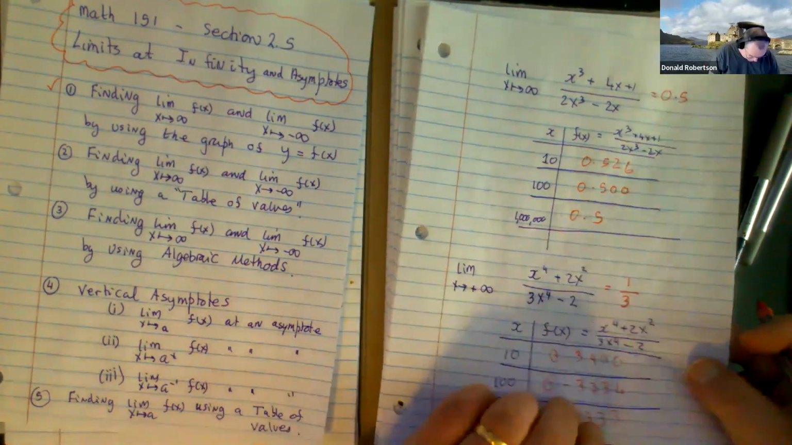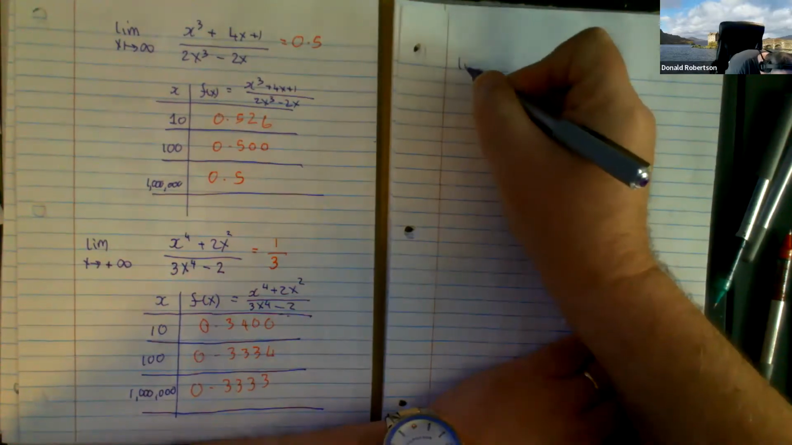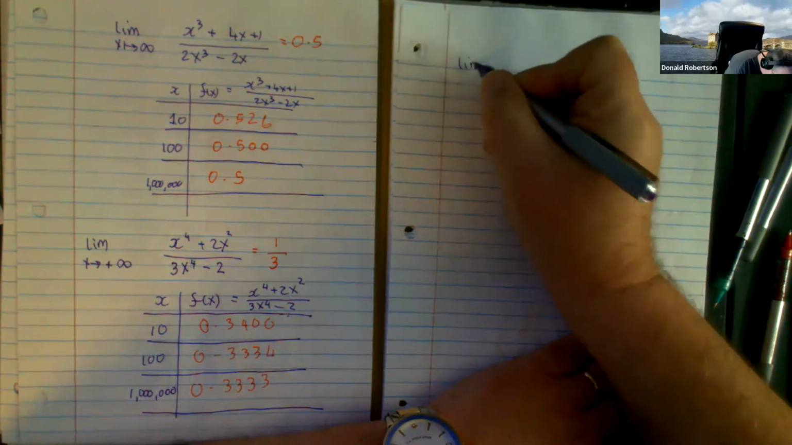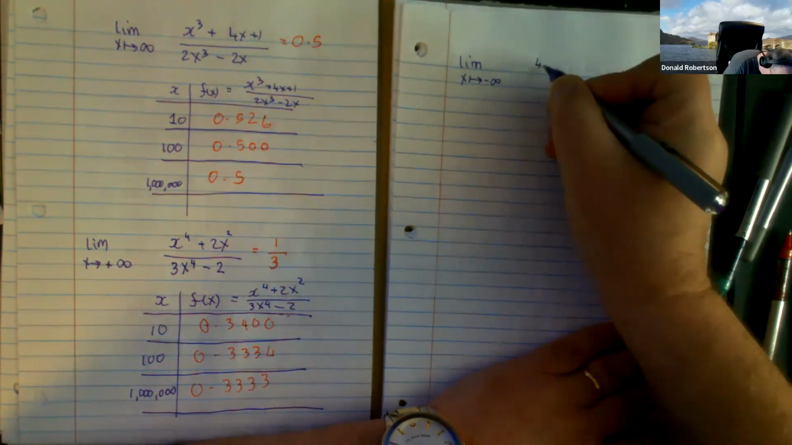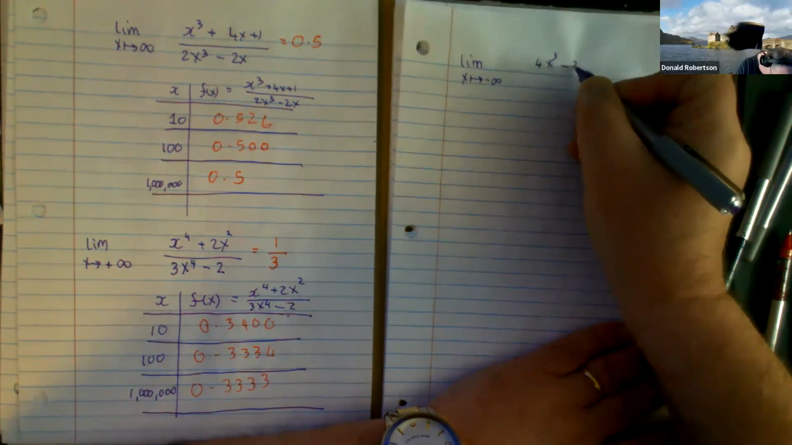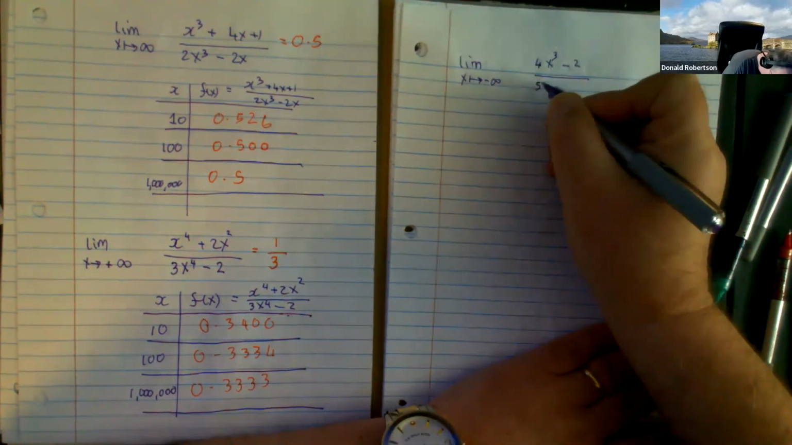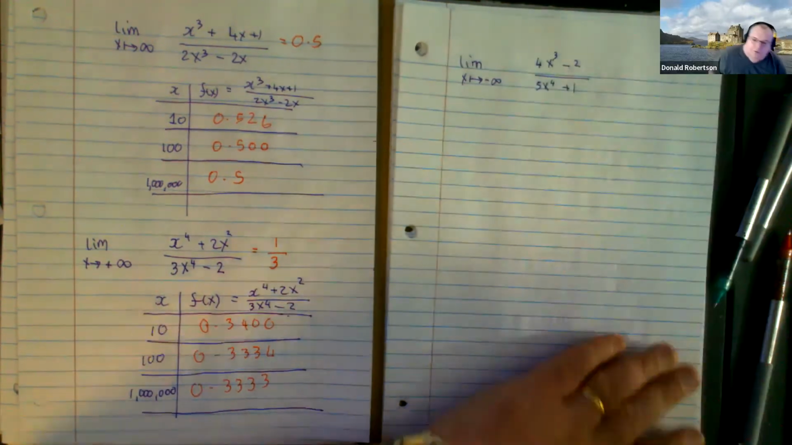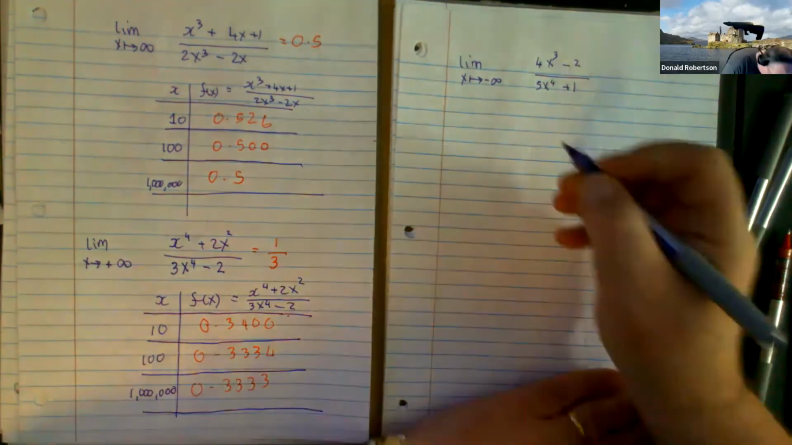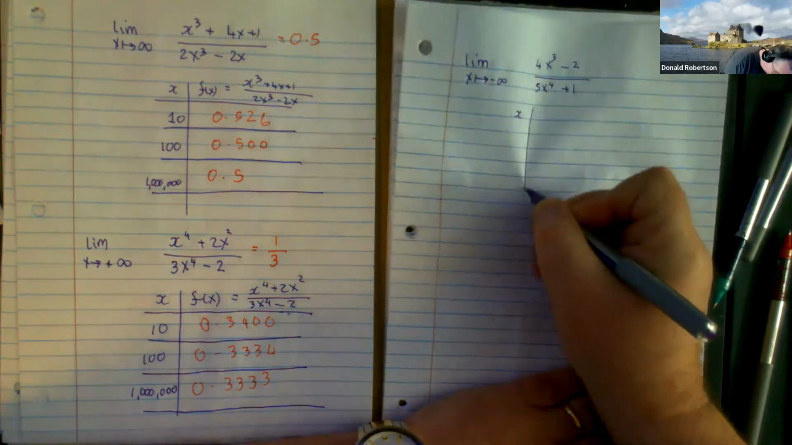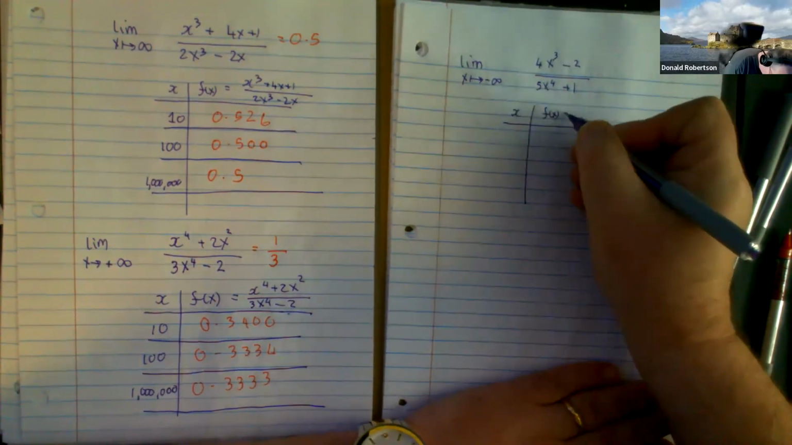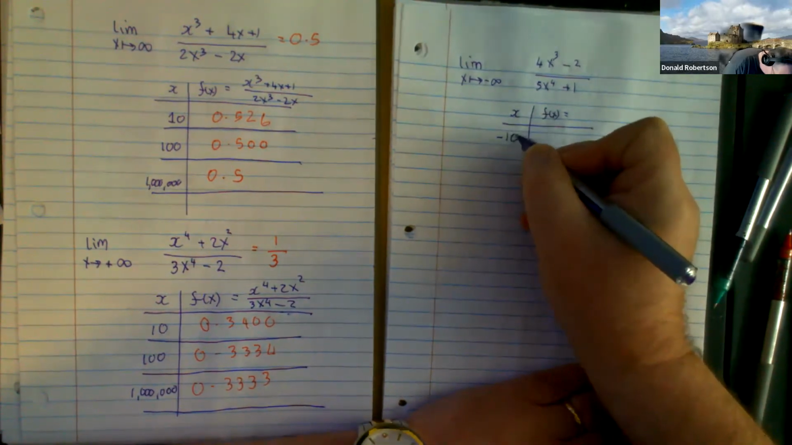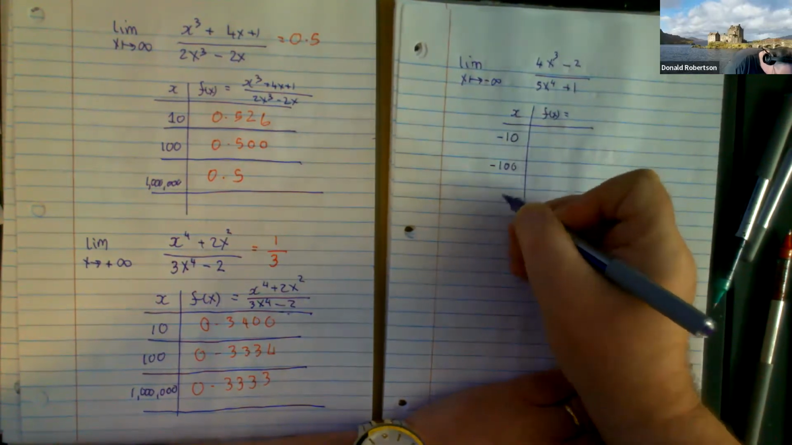So let's do the table of values with negative infinity, which is actually what I meant to do the first time. I'll do it with that one. Now, the only real difference when you want to find the limit as x goes to negative infinity is you choose negative values for the x.